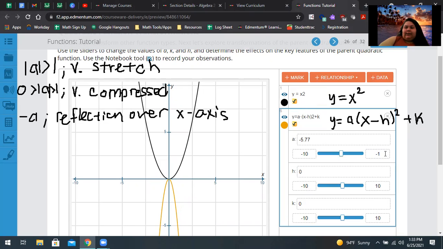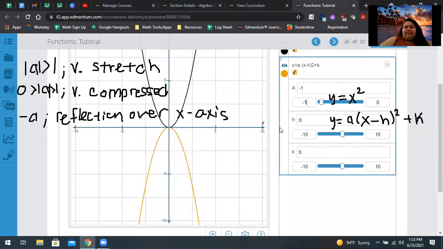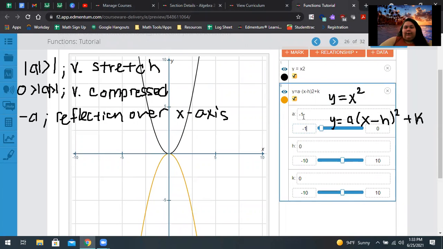Now, what happens if I put 0 here and change this to -1. So it's still facing down, right? It's the same size as the original one because it's at -1. So just the negative is the only change there, which is, again, reflection over the x-axis. What happens if I make this smaller? Do you see how it's getting wider? So you are going to be able to make statements like, it is reflected over the x-axis and vertically stretched or compressed by a value of whatever your A is.